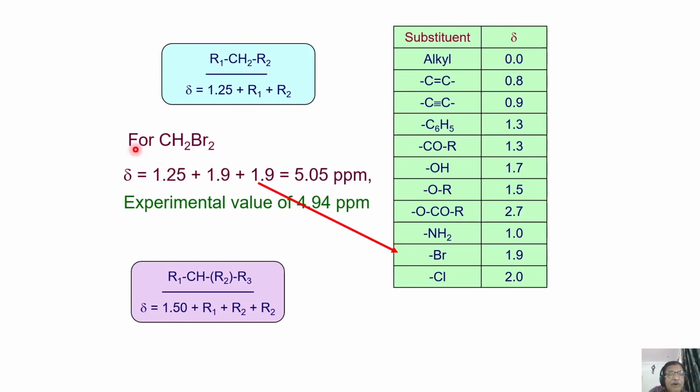Take the base value of 1.25. Now for each bromine it is 1.9. For two bromines, R1 and R2 on either side, 1.25 plus 1.9 plus 1.9, you add up, you get 5.05 ppm. This is the predicted value. In the experiment, when they really did it, they found the value to be 4.94. Yes, a 0.1 ppm difference is there. But look at the nearness of the predicted value. So this shows that by and large, to some extent, you can predict the value.